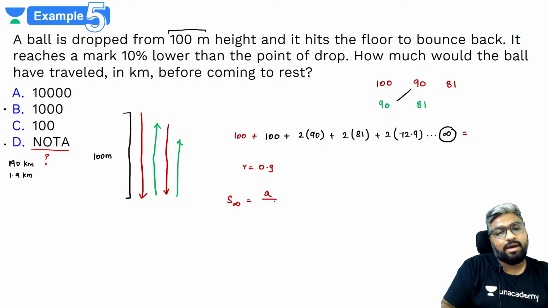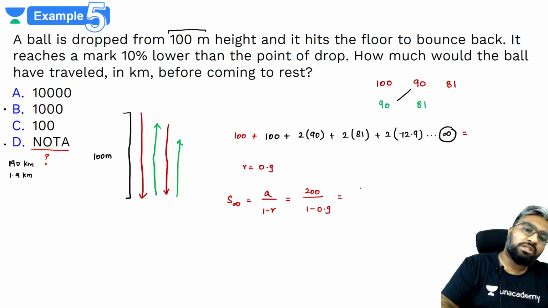Yes. So sum of infinite terms is A by 1 minus R, which is first term अपना क्या है? 200 by 1 minus 0.9. Yes, this is how much? 200 by 0.1, which is 2000 meters.